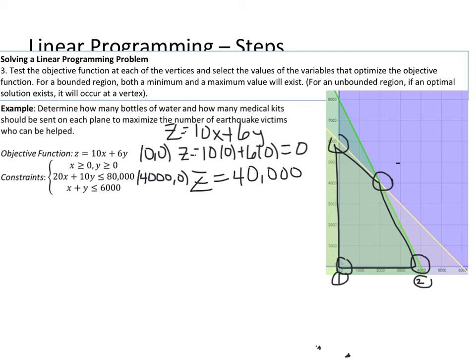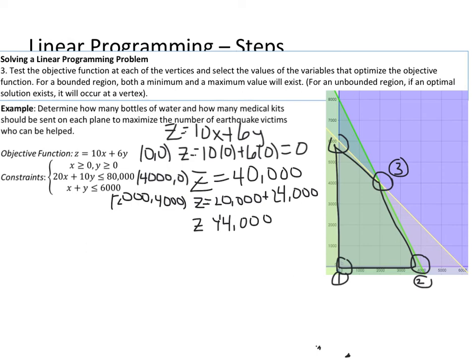Our next vertex looks to be 2,000, 4,000. Okay, so our z, 2,000 times 10 is 20,000. And 6 times 4 is 24, so it'd be plus 24,000. So z altogether would be 44,000.